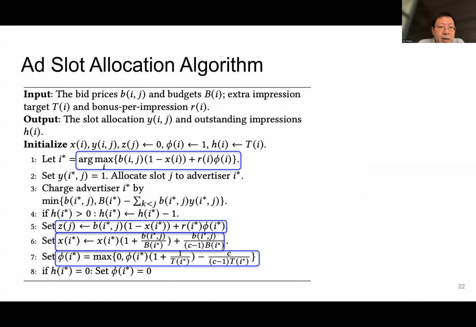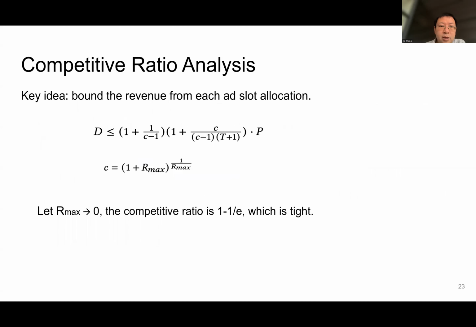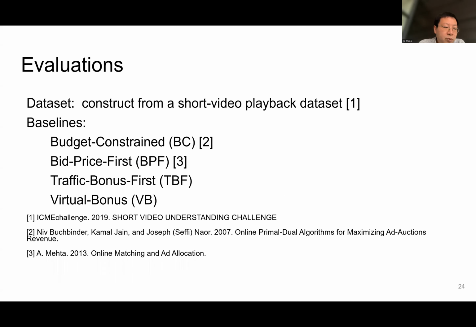Here we designed an ad slot allocation algorithm that is based on a linear programming model. And we have our competitive ratio analysis. The competitive ratio is also 1 minus 1 over e, which is tight. We evaluate our work on a data set. We construct a short video playback data set generated from the ICME challenge.